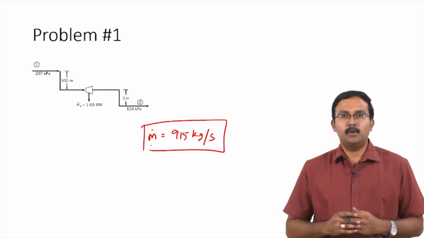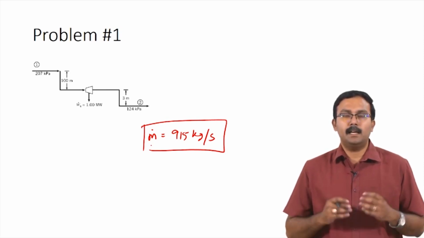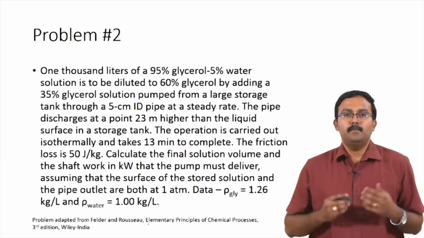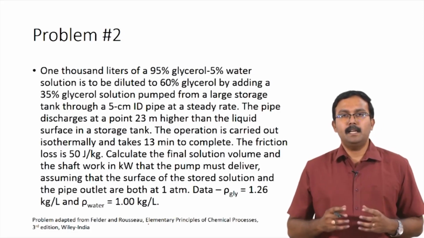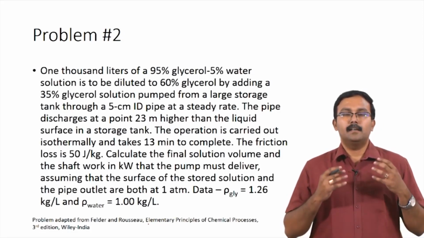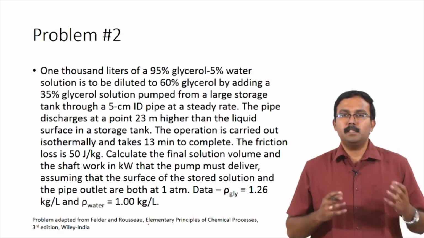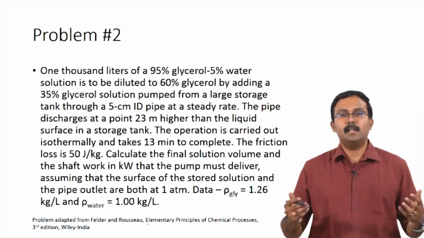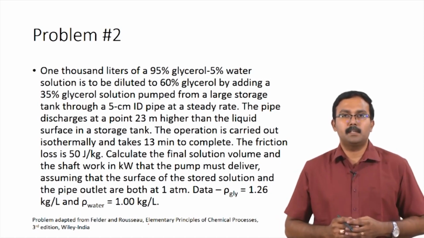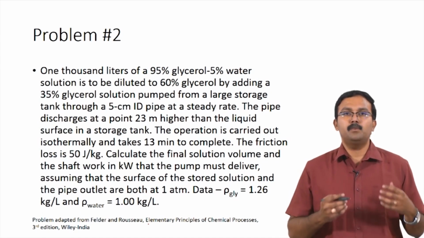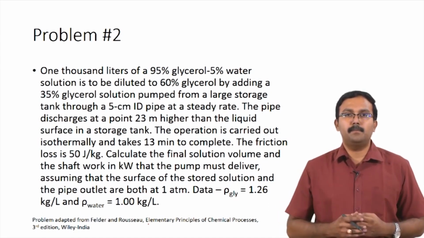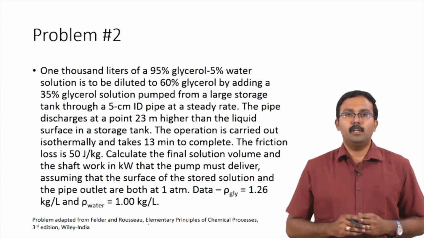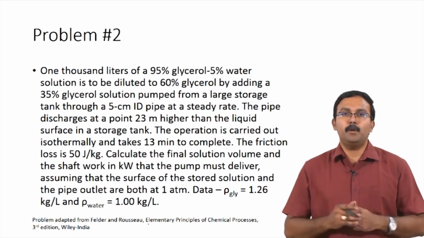Let us look at another tutorial problem to help us fully understand and get into the habit of solving mechanical energy balance calculations. In this problem, we have been given a mixture which contains glycerol and water, and we have also been told that the volume of this mixture is 1000 liters, and we need to finally prepare a mixture which would be containing 60% glycerol instead of 95% glycerol. So, for identifying how much would be the mass of each of these components which have to be fed, we first need to know the density of these mixtures. We only have the volumes and we have the densities for the pure components.